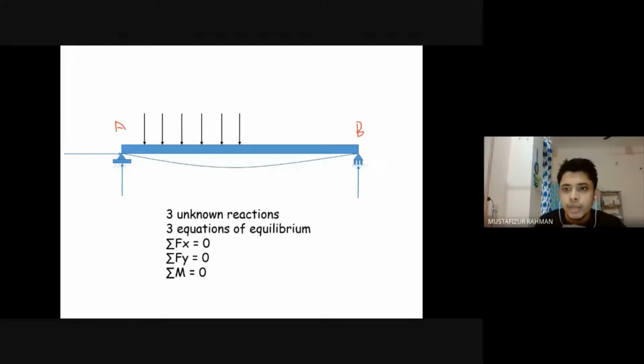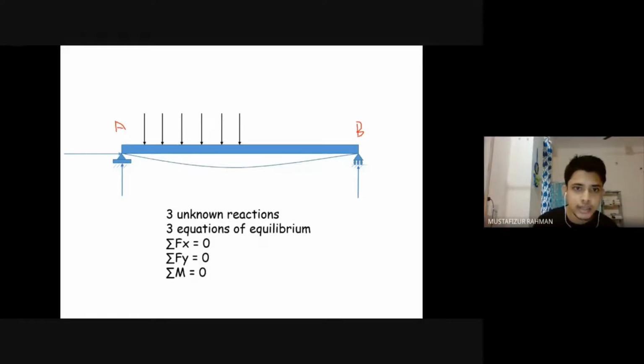We can say that we may write summation of moments about A equal to 0 because it is a hinge point, and we may write summation of moments about B equal to 0 because it is also a point where there will be no moment. And we may get two equations, but it is not true because they both are in the same beam, so they both will be giving us ultimately one equivalent only.